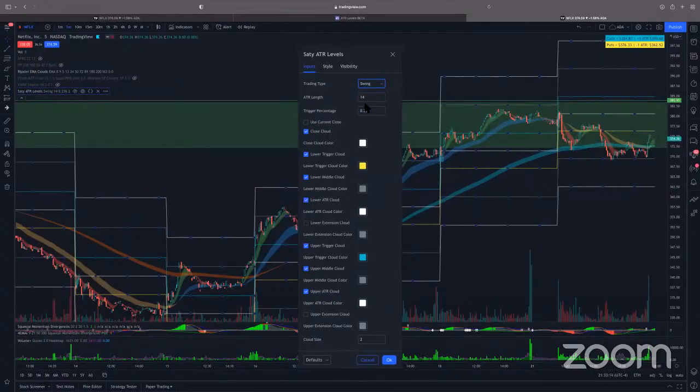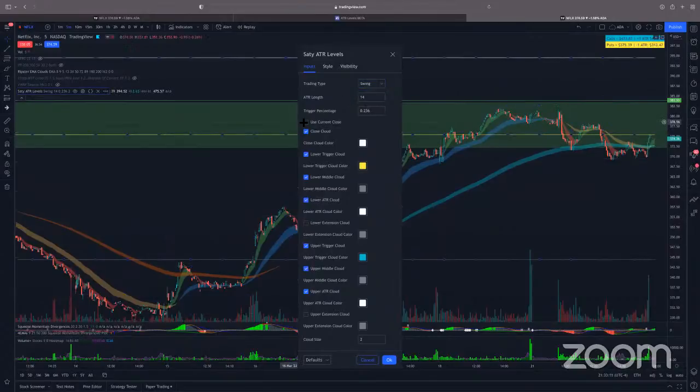So here I put this to swing mode, and a quick thing about this: we use current close. Don't use it in swing mode except on the last day of the month. This is only for day trading mode right now.